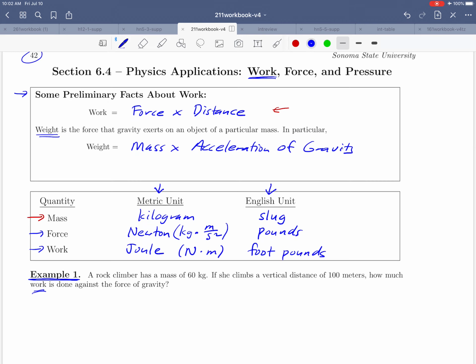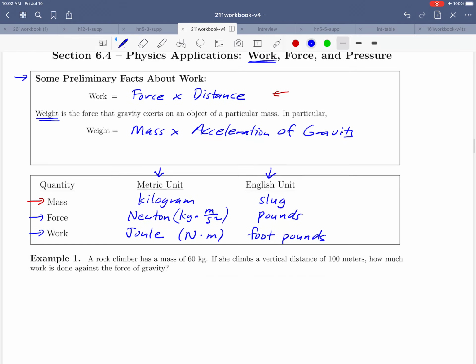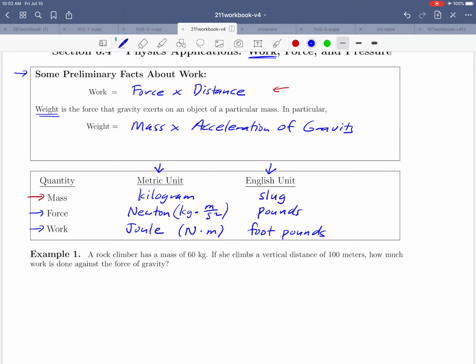Okay, so now that we kind of have the groundwork in front of us here, let's see if we can do this example down below. Okay, so here's the rock climber again that we mentioned at the beginning, 60 kilograms. We want to measure the work that it takes for her to move up 100 meters. Okay, so we can see up above that work is force times distance. So we need those two pieces. Let's start with the force. The force that we're going to be talking about is her weight. So we need to start by calculating that.